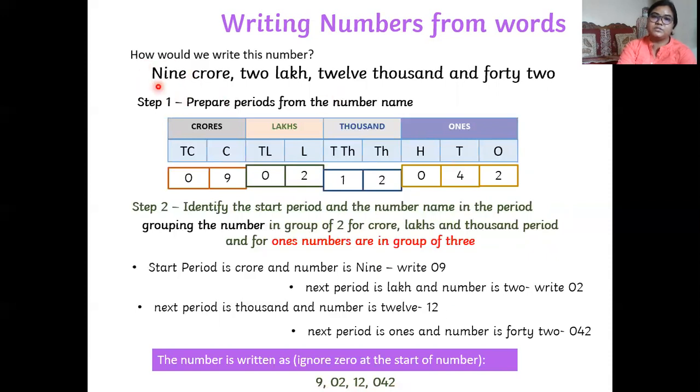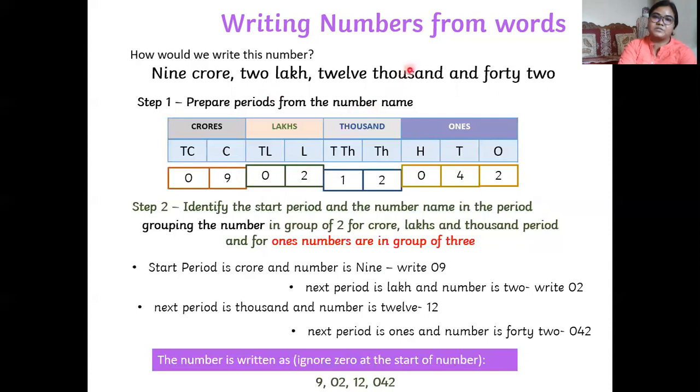Once again, let us deal with this example. This was in words 9 crore 2 lakh 12,042. We have made use of the place value chart. The first starting point was crore. So crore should have 2 places. So 9 should be written as 09, but we can ignore 0 in the beginning. So 9 crore, and the next period is your lakhs. The value in the lakh is 2. So remember, we have to fill 2 places. So this 2 has to be written as 02.